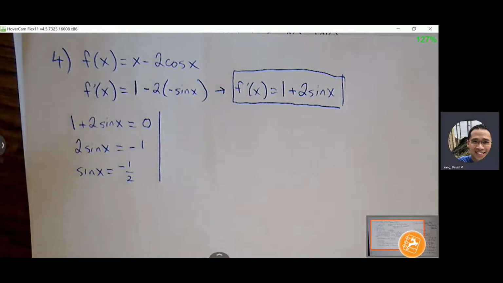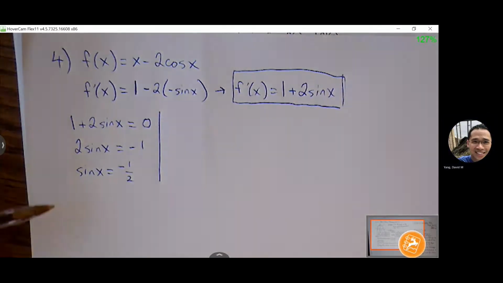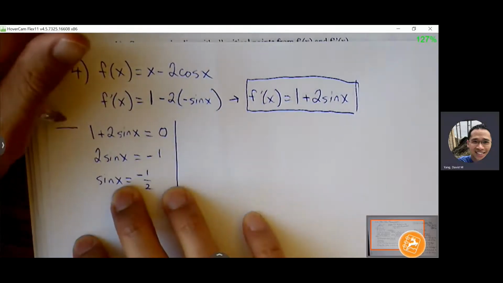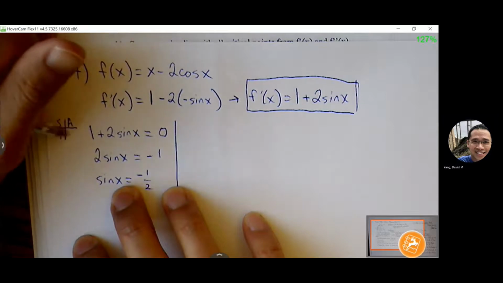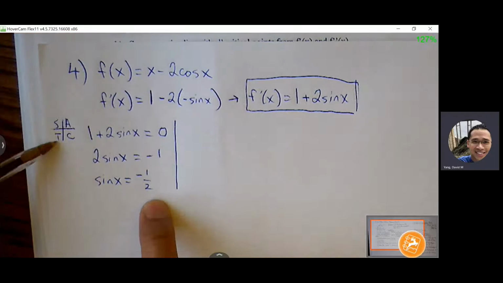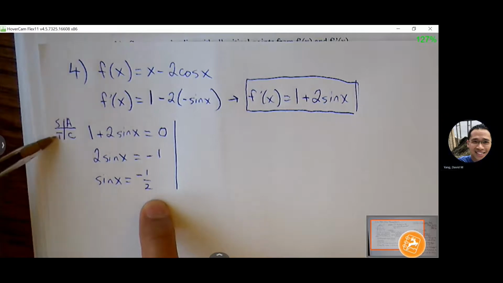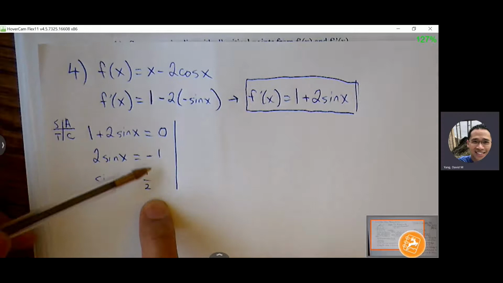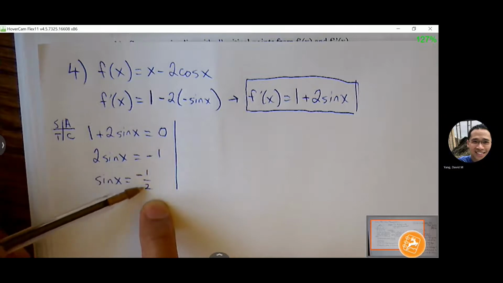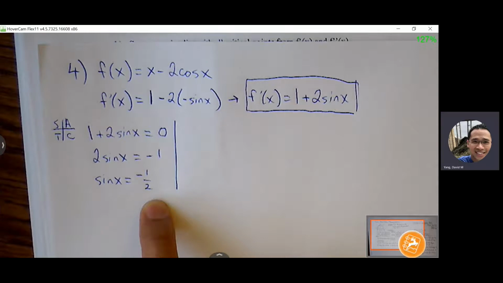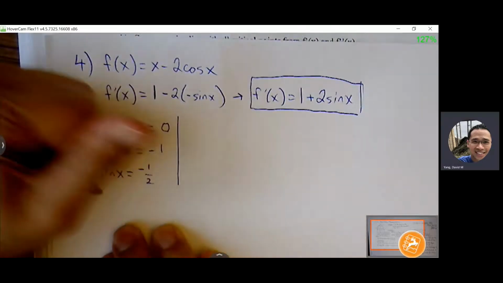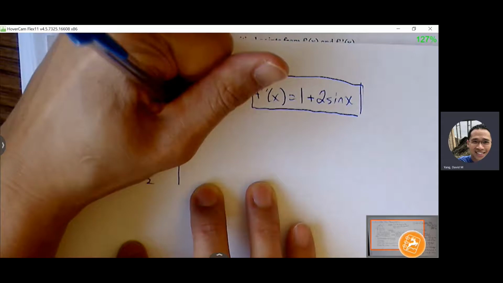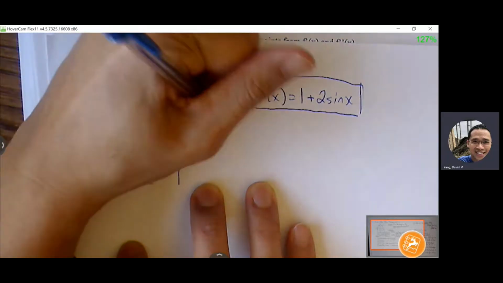Okay, so think about unit circle values. Where is sine going to be negative 1/2? Which quadrants? So sine is going to be negative in the 3rd and 4th quadrant, right? Variations of pi over 6. So what's the variation of pi over 6 in the 3rd and 4th quadrant? 7 pi over 6 and 11 pi over 6, yeah.